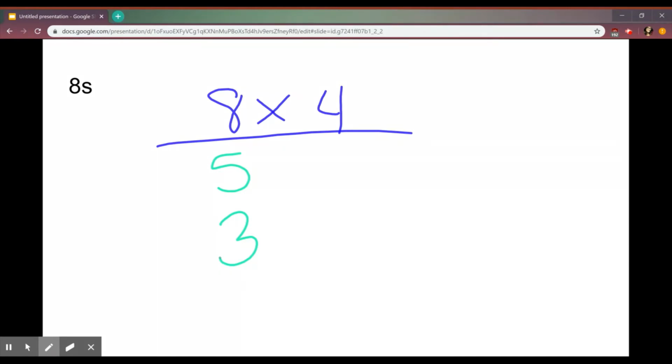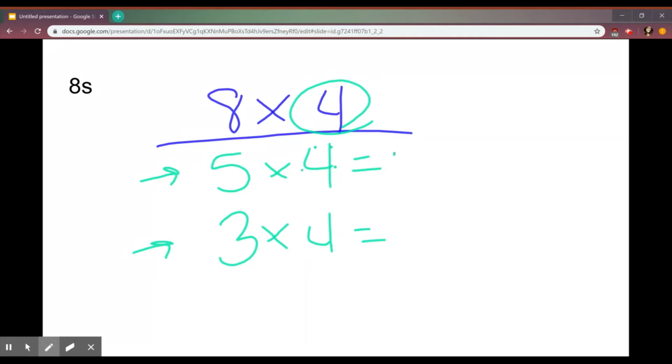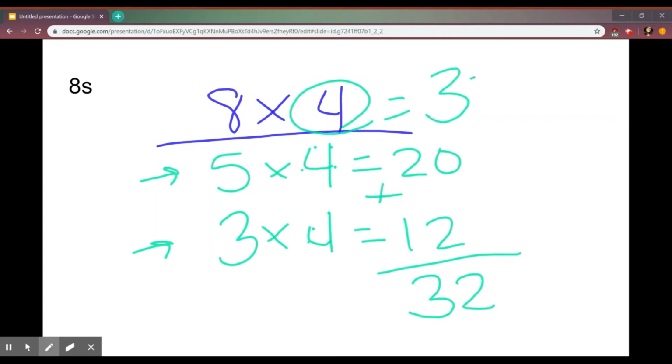So it's kind of like when I have the array and I draw a line through. This is like my first smaller part, and this is my second smaller part. So you only break down one number, so this second number stays the same. 5 times 4. 5, 10, 15, 20. 3 times 4, 3, 6, 9, 12. Now I just add these together, and that gives me my answer, 32.